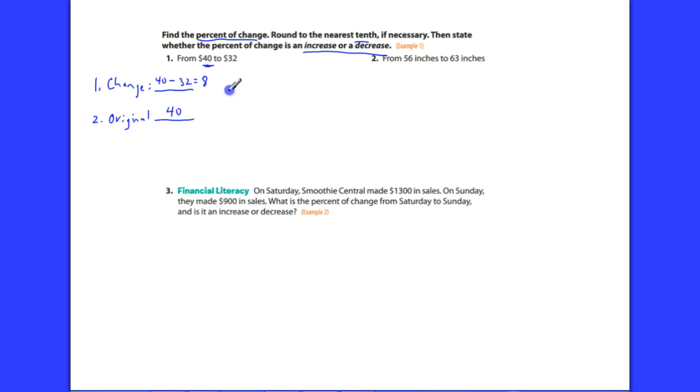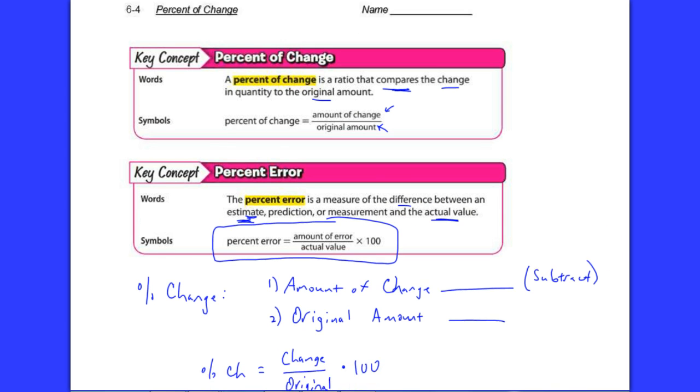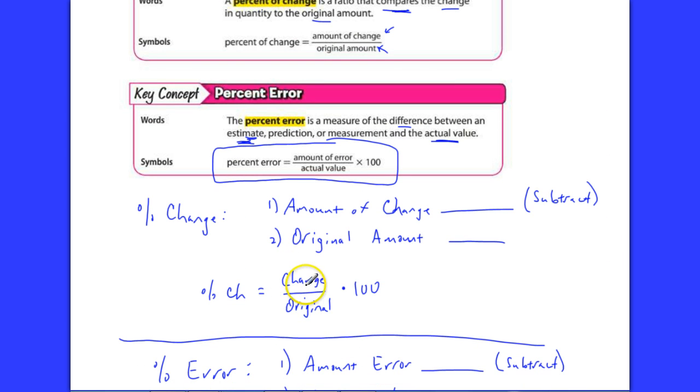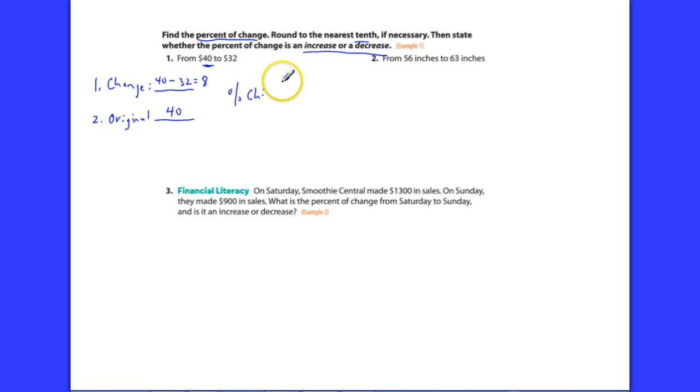So to find the percent of change in number 1, if you look back in your notes, the percent of change is the change divided by the original times 100. The change was 8, the original was 40, and you multiply that times 100. Now you grab your calculator and put in 8 divided by 40 times 100. And that should come out to be 20, and it's 20%.